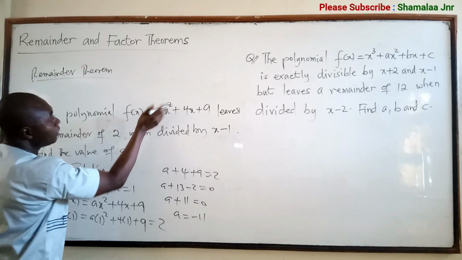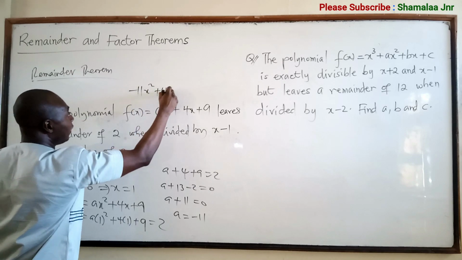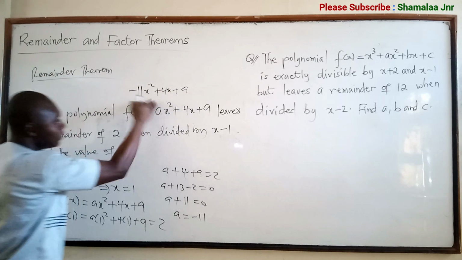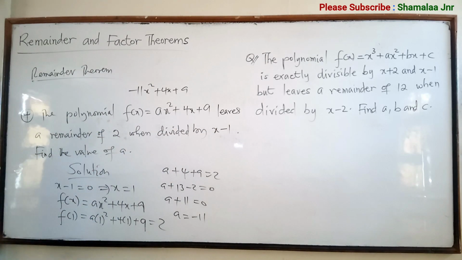Yes, so when you put -11 here, it becomes -11x squared plus 4x plus 9. When this is divided by this, you are going to have this as the remainder. Yes, if you like, you can try.